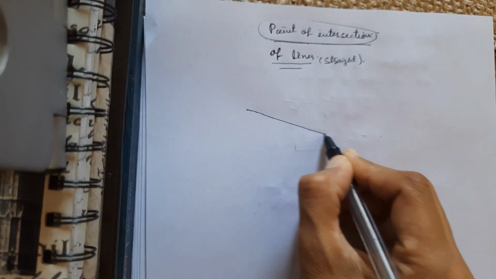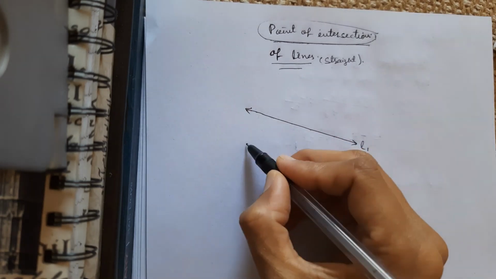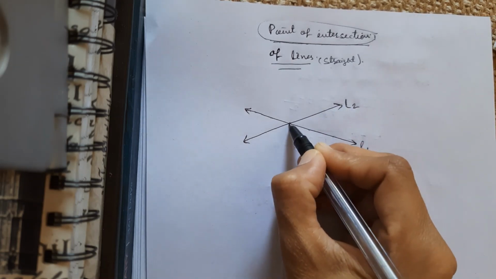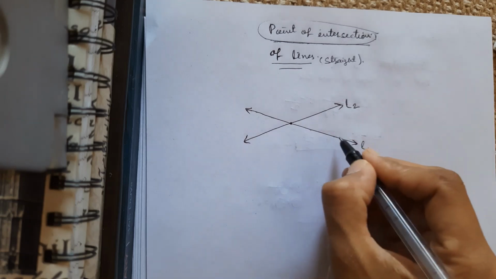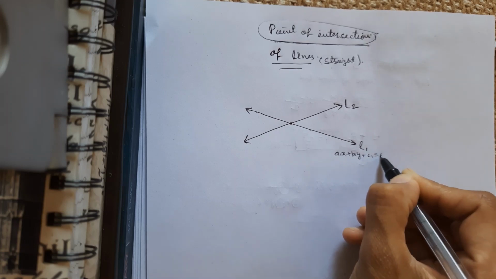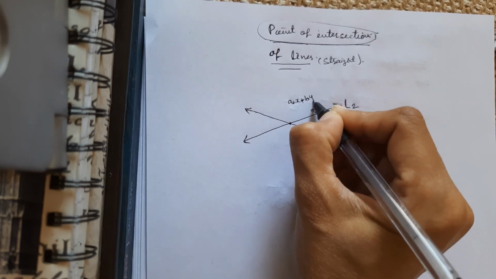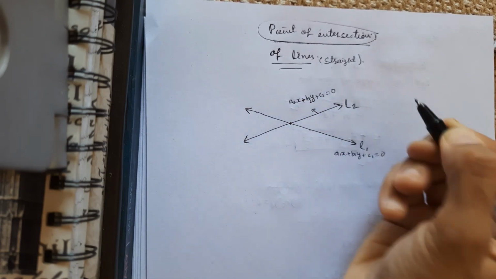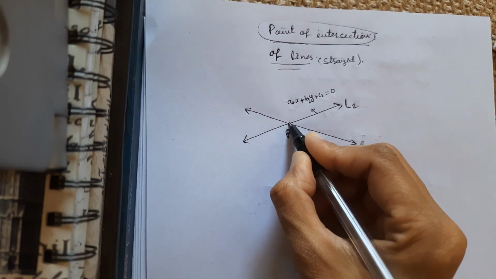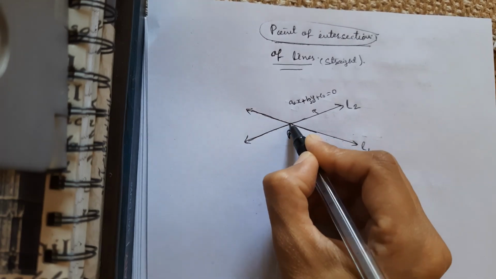Suppose I have a line L1, this straight line, and I have another line L2 which is cutting this line at this point. Suppose the equation of this line is a1x plus b1y plus c1 equal to 0, and the equation of this line is a2x plus b2y plus c2 equal to 0, and this point P is called the point of intersection because here these two lines are crossing or meeting each other.